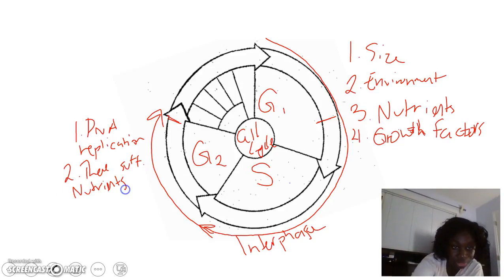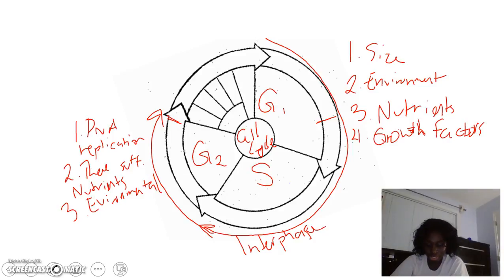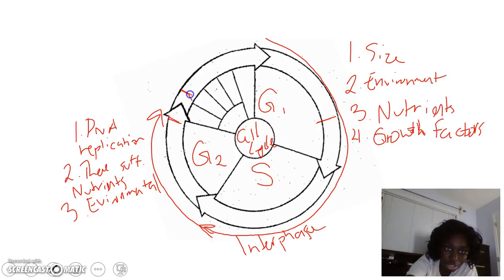And for the same reason as before, the environment needs to be favorable once again. And if the cell checks out of these checkpoints, then it is moved on to the mitosis stage of division. The last checkpoint, M, occurs right about here.